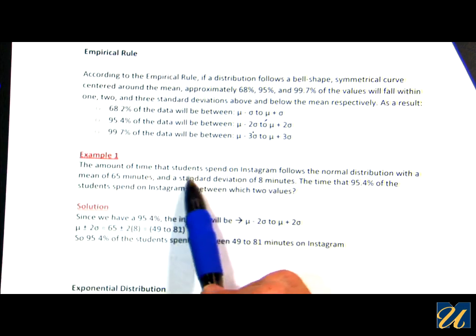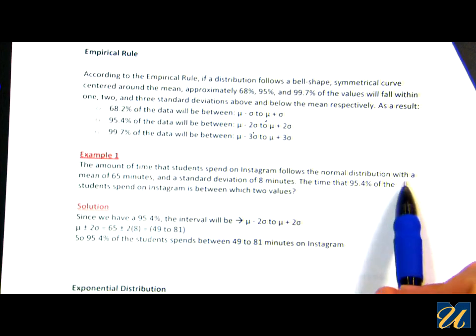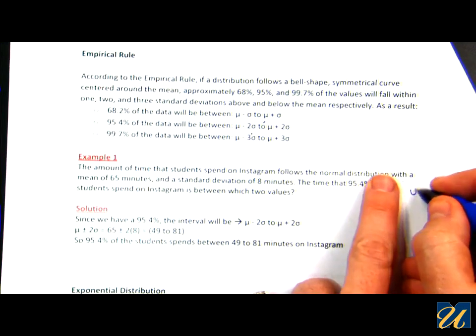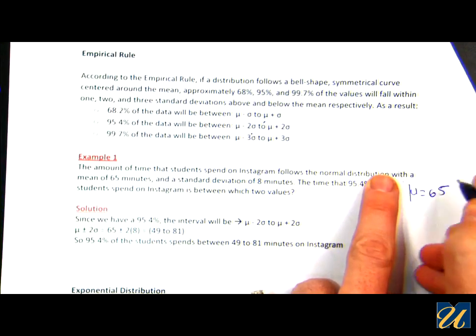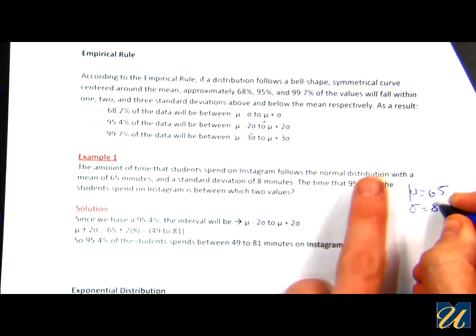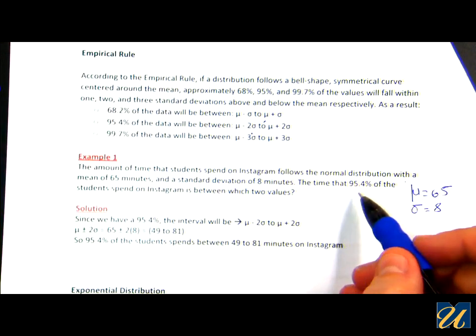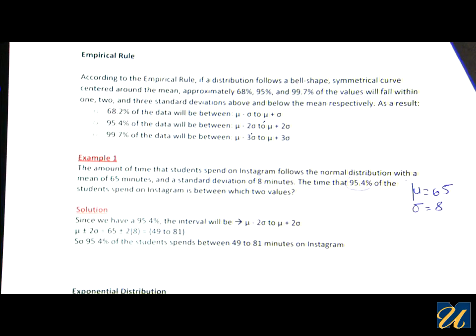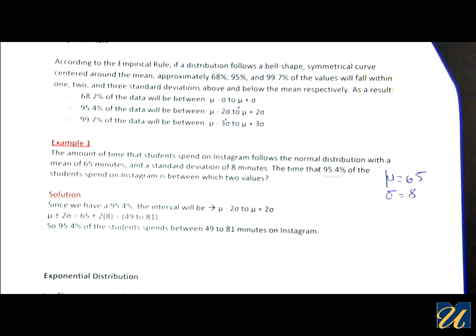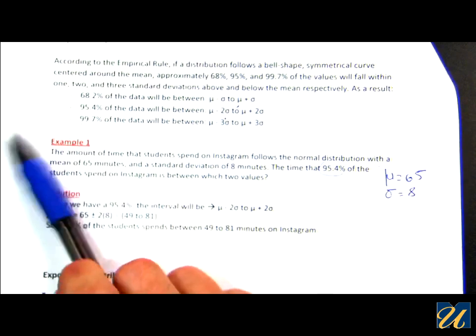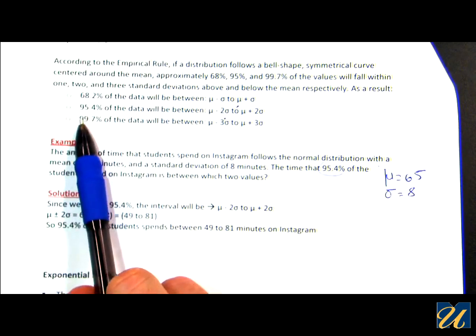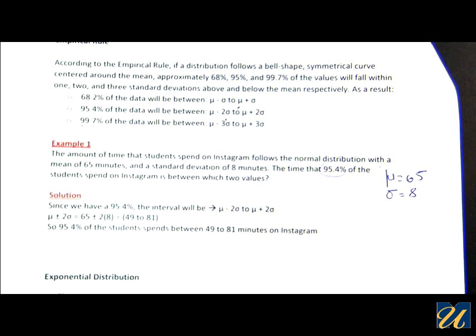The amount of time that students spend on Instagram follows the normal distribution with a mean of 65 minutes, standard deviation of 8. The time that 95.4% of the students spent on Instagram is between which 2 values? You know you have a normal distribution. You are looking for approximately 95% of the values, so that means that we are using the empirical rule. 95% means 2 standard deviations from the mean.